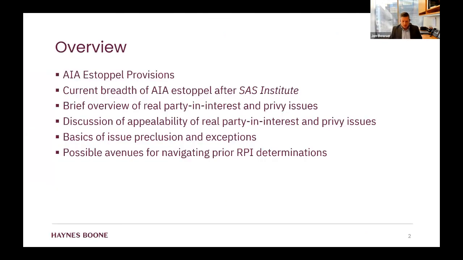So today we're going to be talking about statutory estoppel. We're going to be talking about collateral estoppel. We're going to be talking about principles of real party in interest and privity, and how RPI and privity come into play with these estoppel principles. So this slide covers the topics that we will be discussing. If we could go to the next slide, Angela, please.